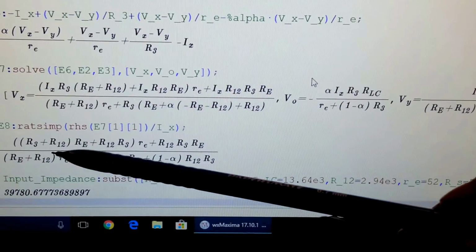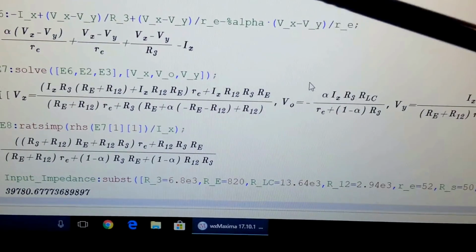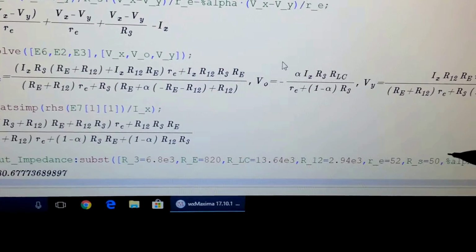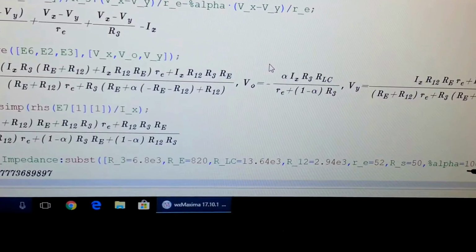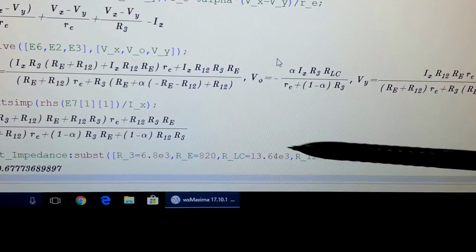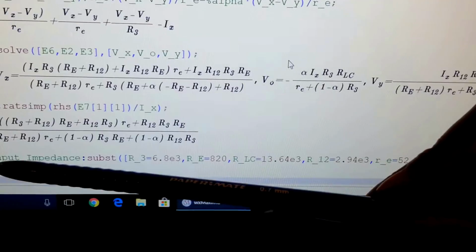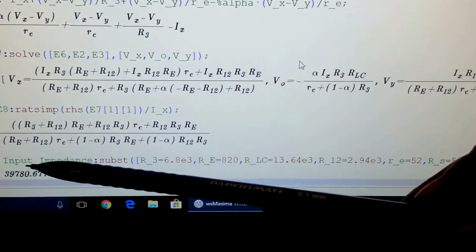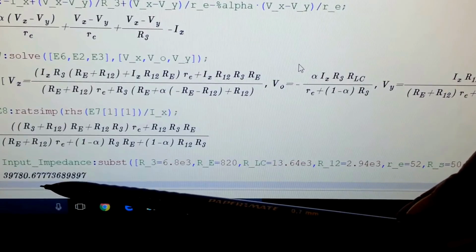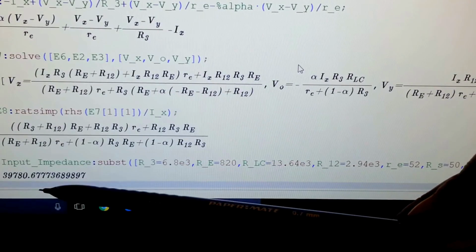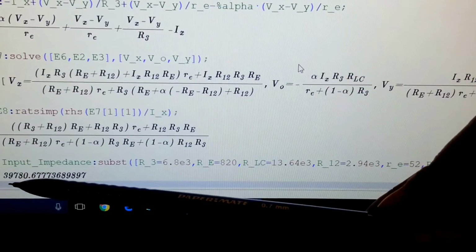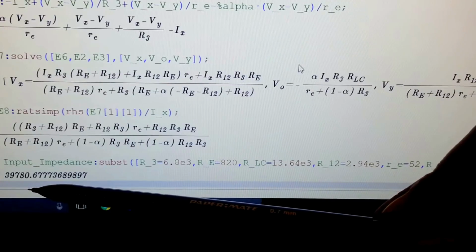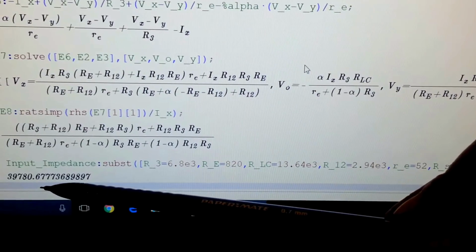So our input impedance expression is this. And as above, if we put in all the values that we designed, like our alpha, which is beta divided by beta plus 1, and all the values, we're going to get our new improved input impedance of the common emitter amplifier, which is bootstrapped by the capacitor, 10 microfarads, and the 6.8K isolating resistor. We're going to get our new input impedance of about 39.78. So let's call it 40K.